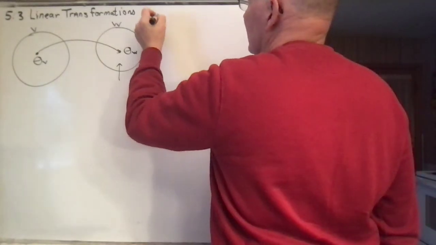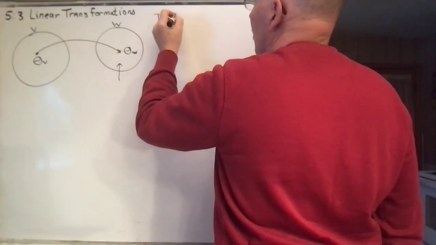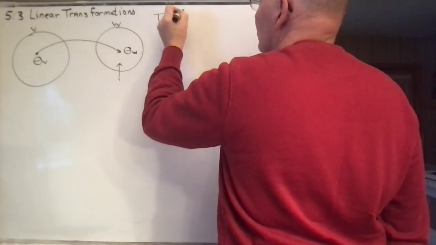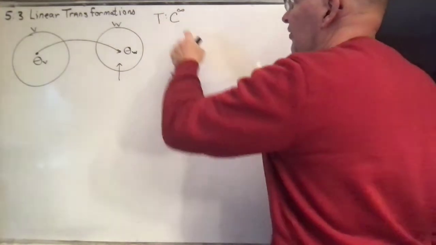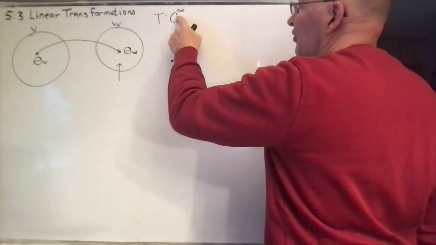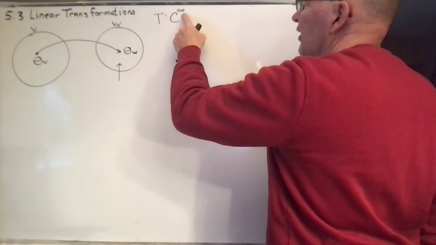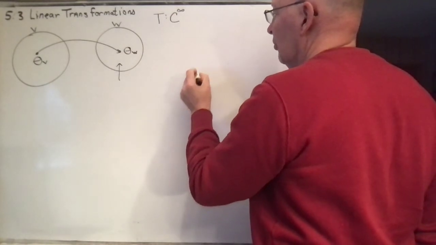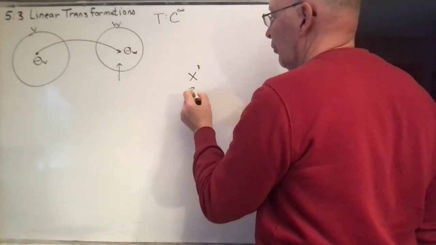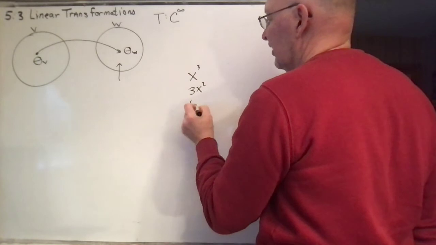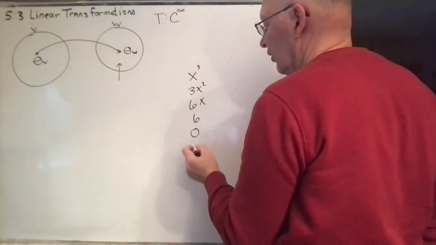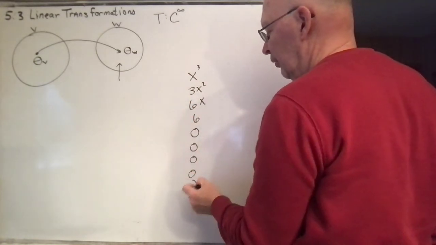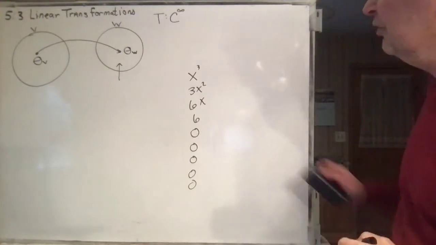Let's let T go from all differentiable functions. This means that you have functions that you can differentiate as many times as you want. Okay, if you have x cubed, I can differentiate it and get 3x squared, then 6x, then 6, then 0, then 0, then 0, then 0. You can differentiate it as many times as you want.